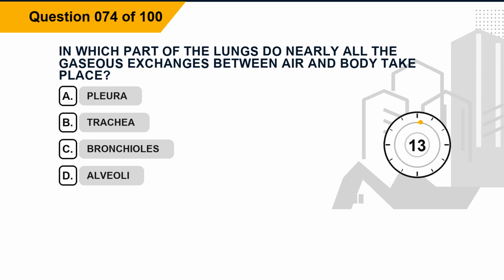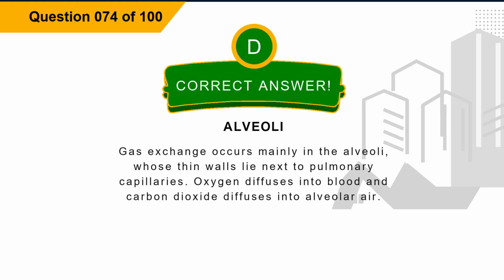Question 74. In which part of the lungs do nearly all the gaseous exchanges between air and body take place? Option A, pleura. Option B, trachea. Option C, bronchioles. Option D, alveoli. The correct answer is option D, alveoli. Explanation. Gas exchange occurs mainly in the alveoli, whose thin walls lie next to pulmonary capillaries. Oxygen diffuses into blood and carbon dioxide diffuses into alveolar air.